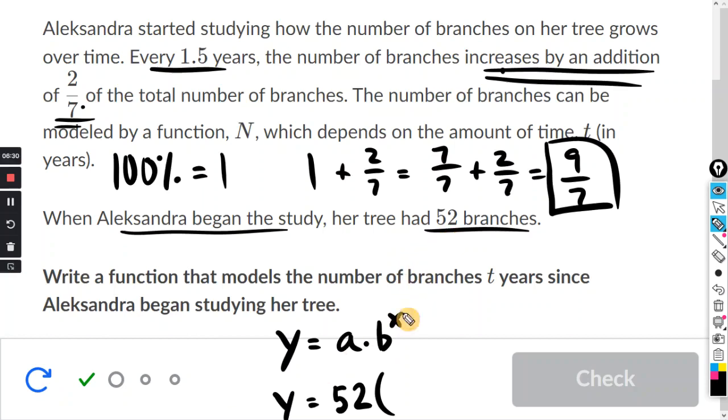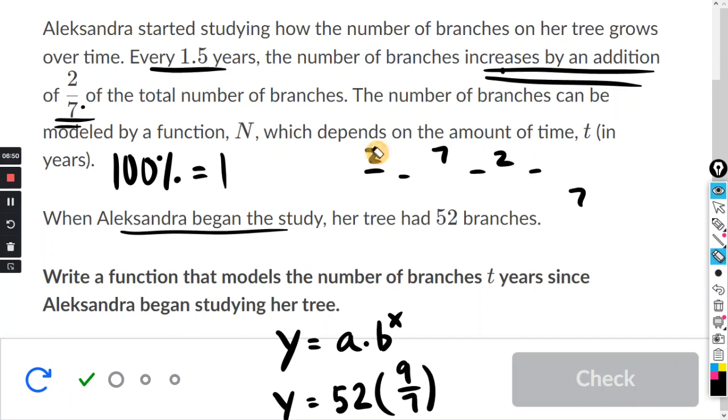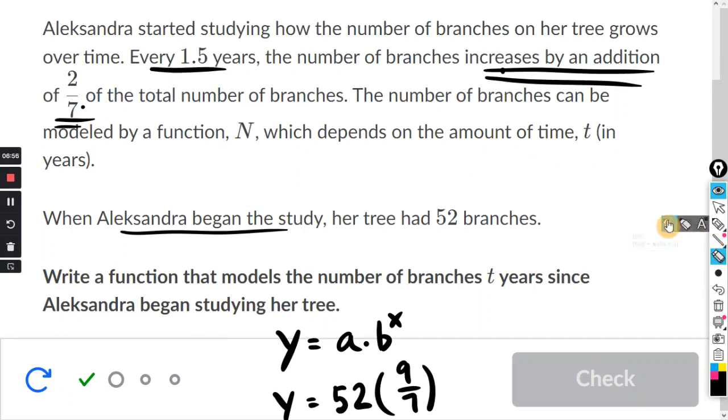All right, so I take my initial value, 52, and I multiply that by 9/7. So this multiple makes it increase by 2/7 each time. Okay, now how often do we want that to occur? Well, let's see. If we use t, it said that t is the time in years. So if we put t as the exponent, it's going to do this increment every year. But that's not what we want. We want it every 1.5 years.